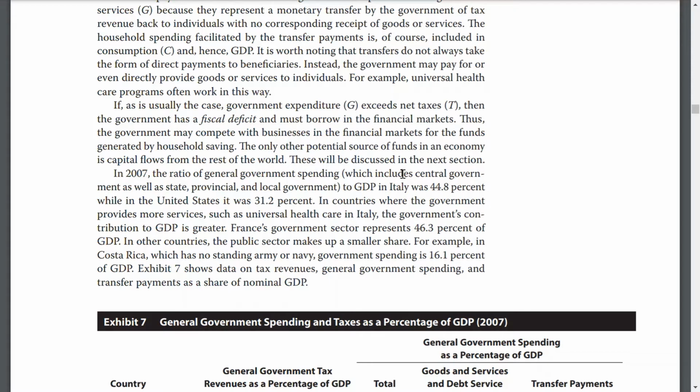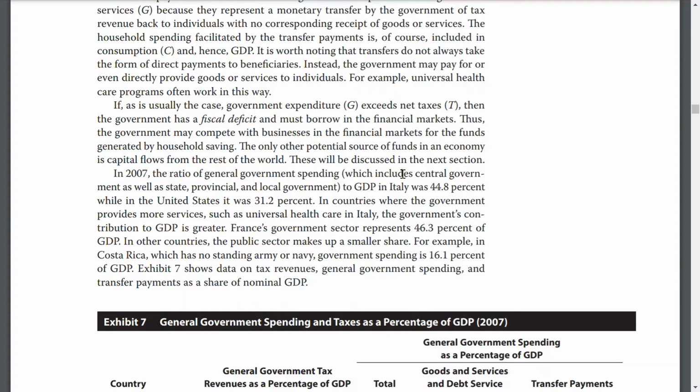Because they represent a monetary transfer by the government of tax revenue back to individuals, with no corresponding receipt of goods or services. The household spending facilitated by the transfer payments is of course included in consumption, C, and hence GDP. It is worth noting that transfers do not always take the form of direct payments to beneficiaries. Instead, a government may pay for or even directly provide goods or services to individuals. For example, universal health care programs often work in this way.